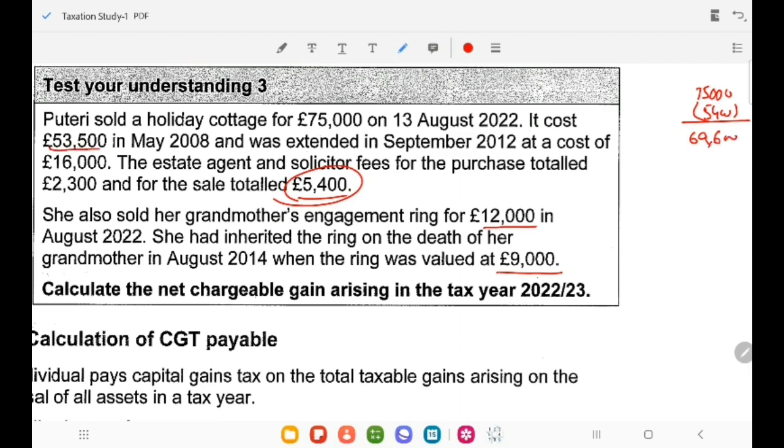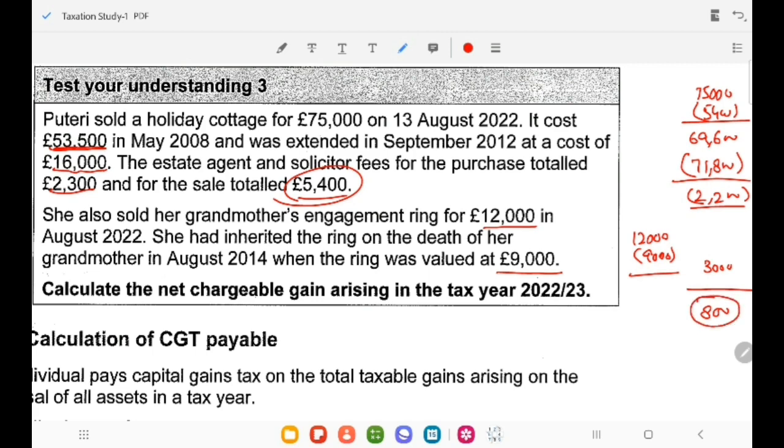Then the acquisition cost is 53,500 plus 16,000 of improvement, and plus 2,300 of acquisition cost. So it is total 71,800. So 71,800 is the total allowable cost. So it will cause a loss of 2,200 on the first property. While for the second property, 12,000 sale proceed, 9,000 acquisition allowable cost, so it is a gain of 3,000. So you need to net it off, and when you net off, a gain of 800 would result.